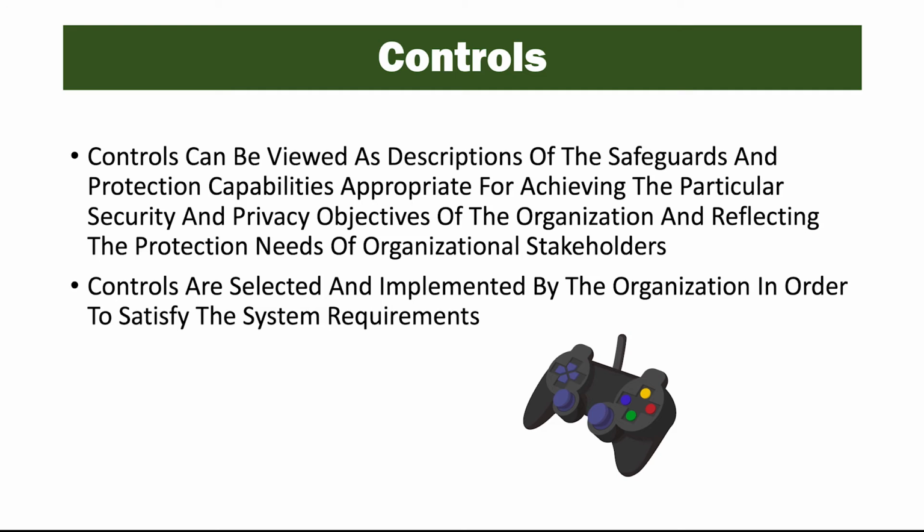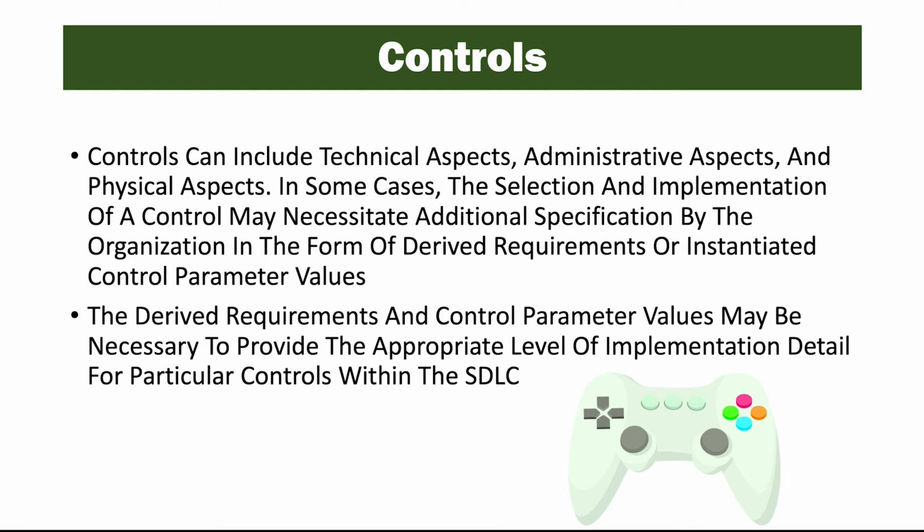Controls can be viewed as descriptions of the safeguards and protection capabilities appropriate for achieving particular security and privacy objectives of the organization and reflecting the protection needs of the organizational stakeholders. Controls are selected and implemented by the organization in order to satisfy the system requirements. Stakeholders and other requirements define the system requirements that must be implemented in the system. Controls are those components that help to meet the system requirements. Controls can include technical aspects, administrative aspects, and physical aspects.